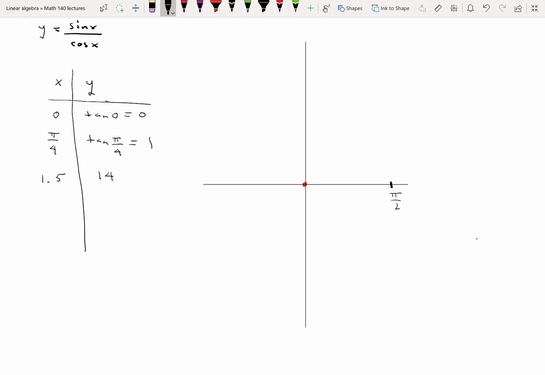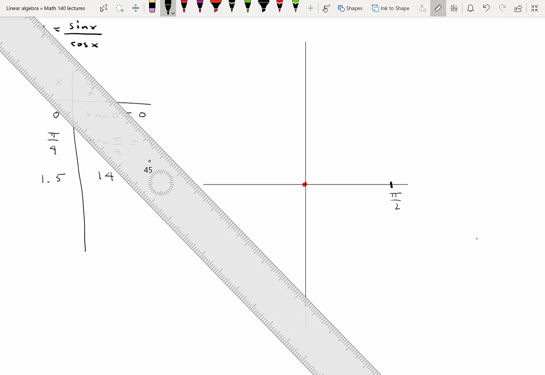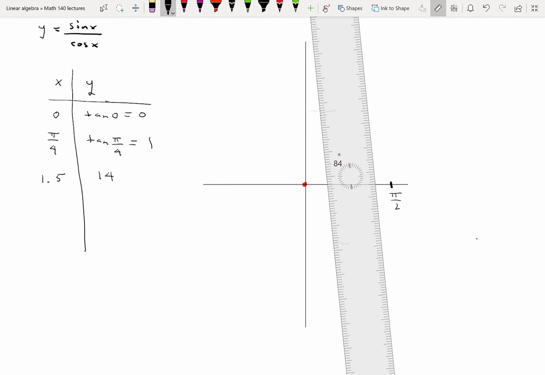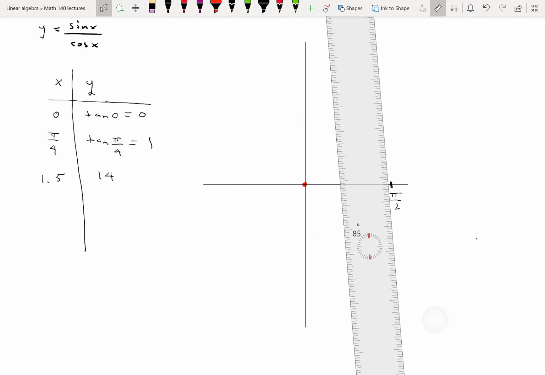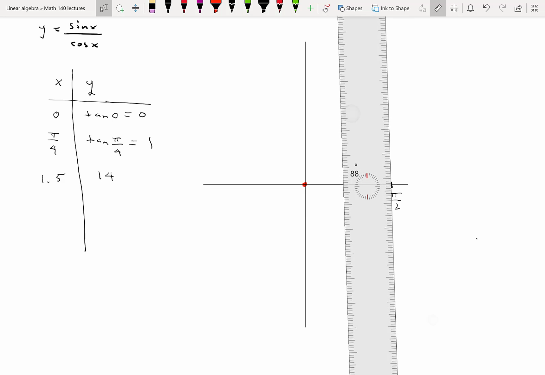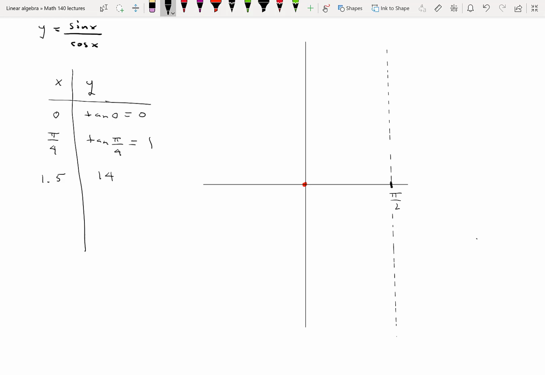And through x equals pi over 2, I'm going to draw a little vertical line. It'll become pretty clear why I'm drawing this little dotted line. And I'm trying to draw it really accurately here. Maybe too accurate, but that's okay. Okay, so there's x equals pi over 2.